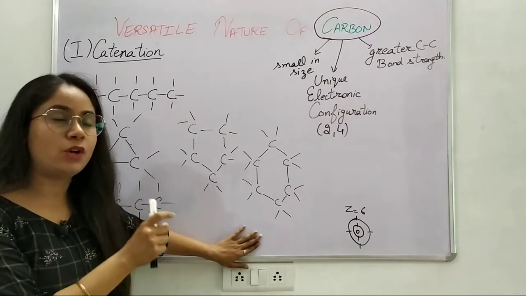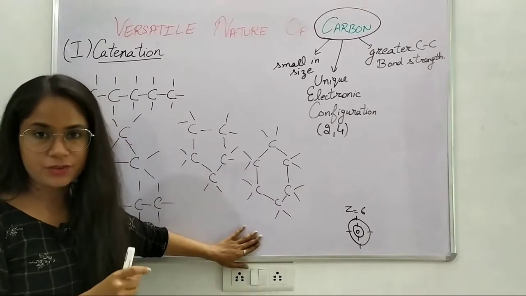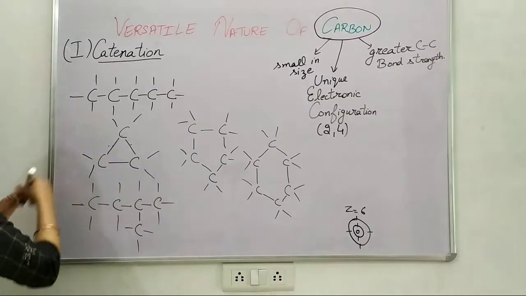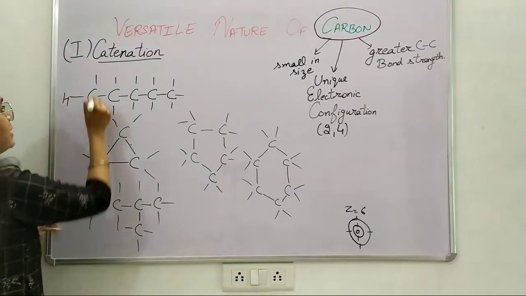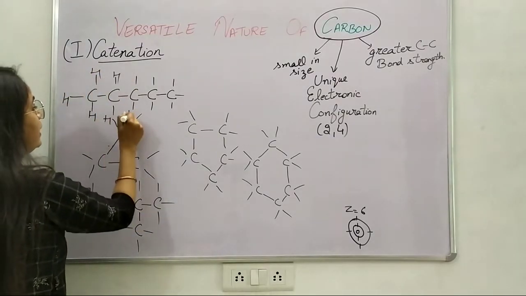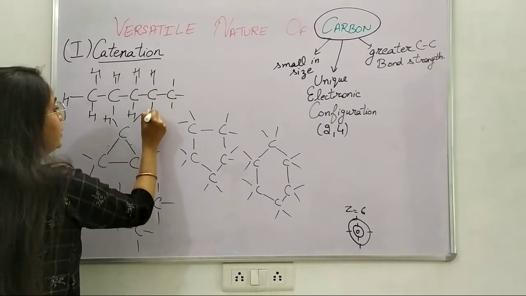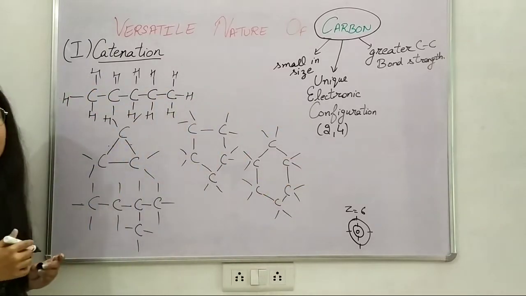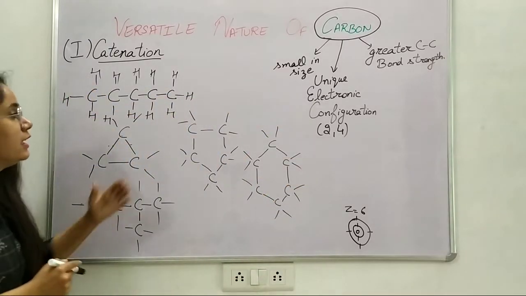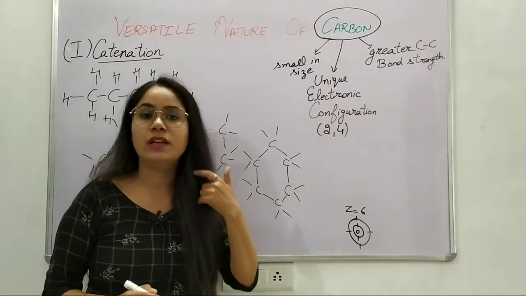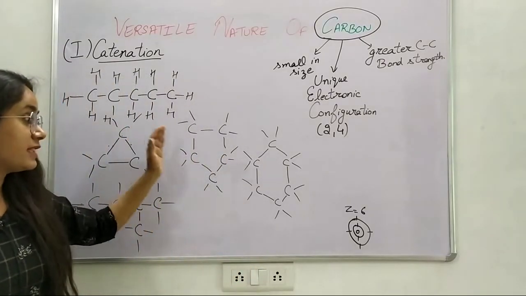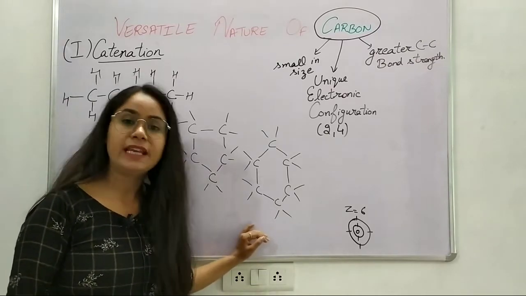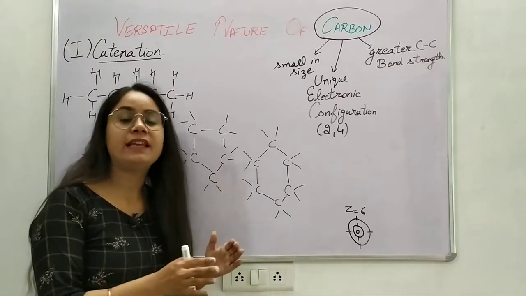Now the compounds formed between carbon and hydrogen are considered as hydrocarbons. So these all, if I place hydrogen in each and every case, these all are actually what? Hydrocarbons. These all are what? Hydrocarbons. Why? Because it has made bonds with hydrogen only. Okay. Similarly, it can easily make bonds with oxygen, sulfur, chlorine, fluorine, with anyone.